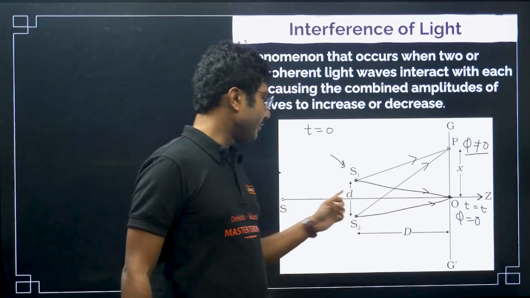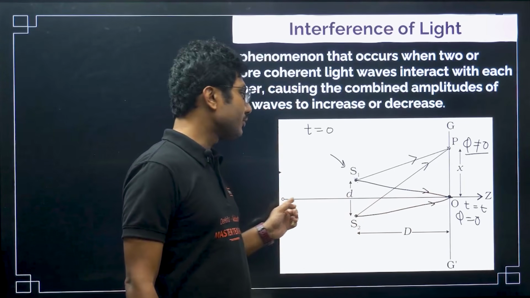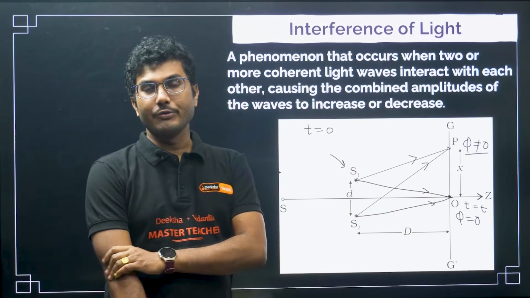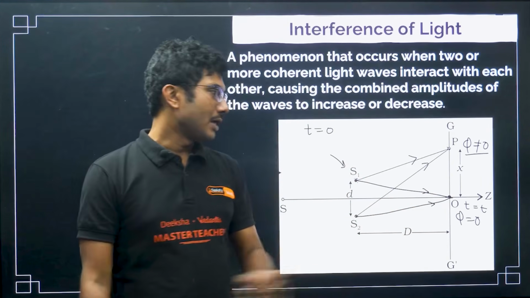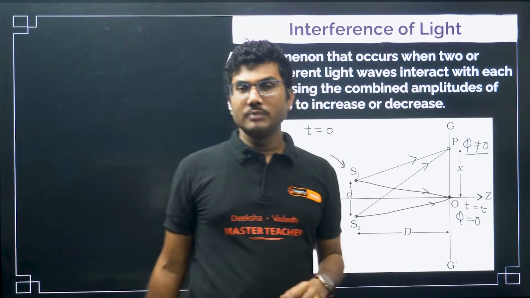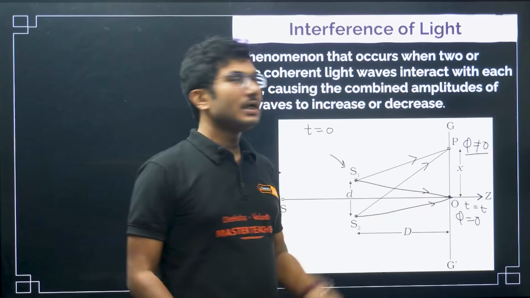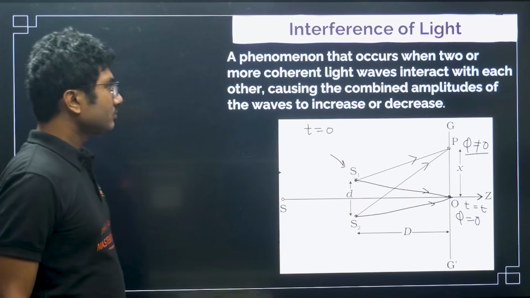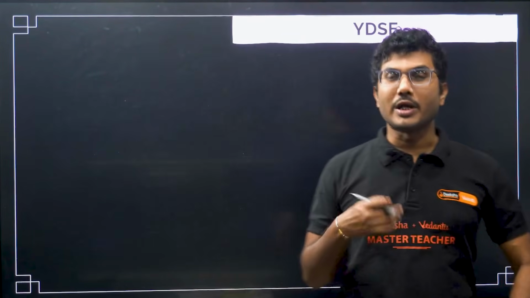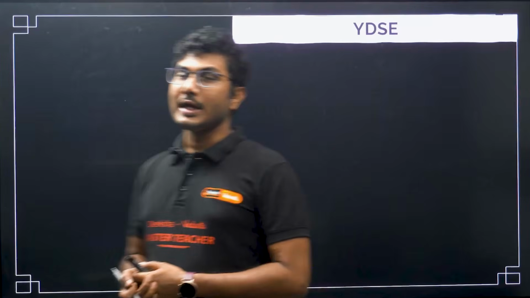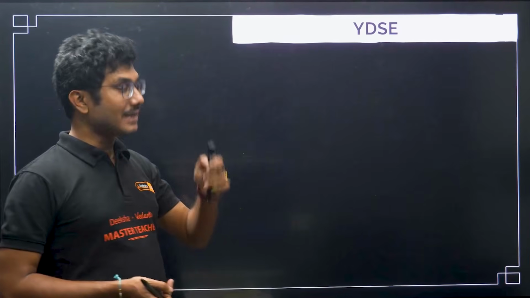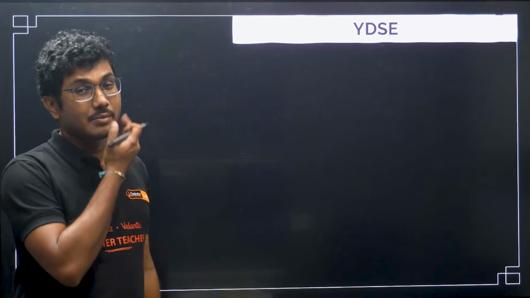This is the center. If you join the original source through the midpoint of these two sources, then whatever point you get, that is called central maximum. This is a very special point in interference of light. For most interference patterns we will always see a central maximum. Now, based on how the lights superimpose on one another, there can be conditions for maximum and conditions for minimum. Let us discuss that in Young's double slit experiment.